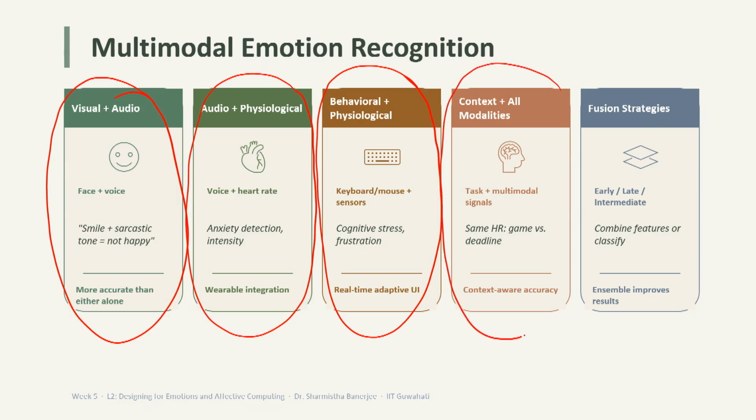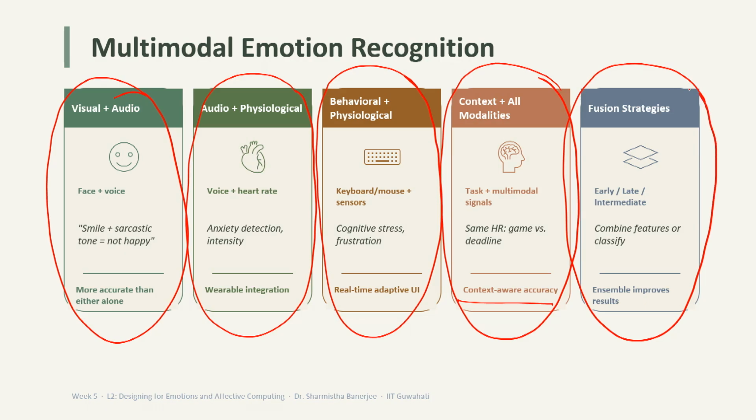Then I can do context plus all modalities. So task plus multimodal signals. For the same heart rate monitor, there is a difference between when I am game for it versus when there is a deadline. It will give you the same heart rate, but because I combine it with the context, I am able to understand whether it is the I am game for it case, or whether there is a deadline and I am really nervous about it. So context aware accuracy.